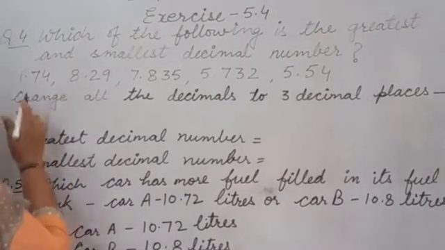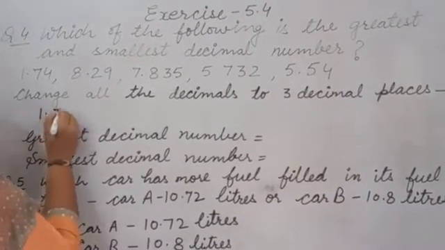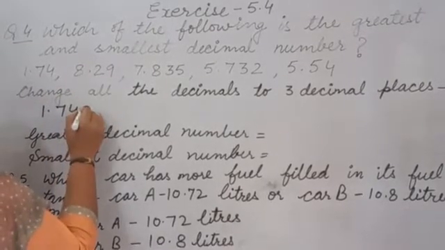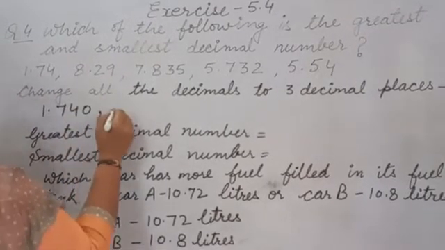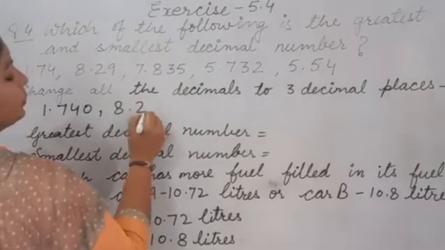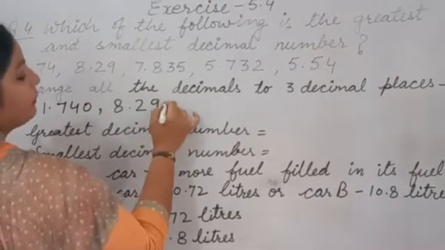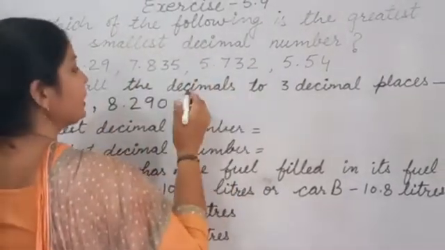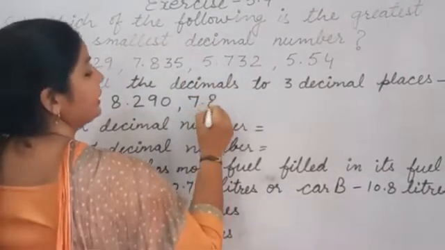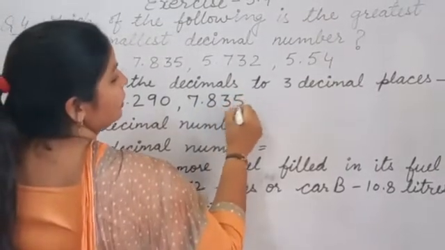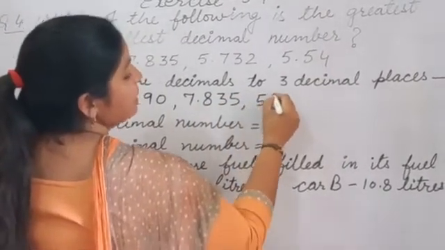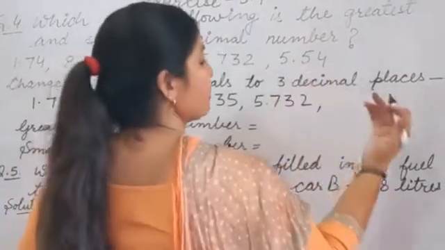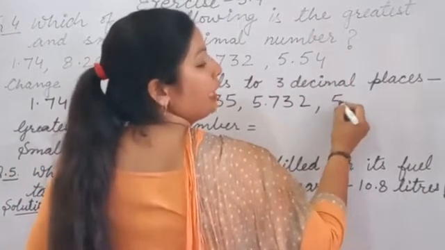So now first there is 1.74. Then we will use here 0. Now it's 3 places. Then second, 8.29. After that we will use 0. Now there are 3 places. There is already 3. There is already 3. We should write the same, 7.835, then 5.732. And last there are 2 places. So there also we should make 3 places.